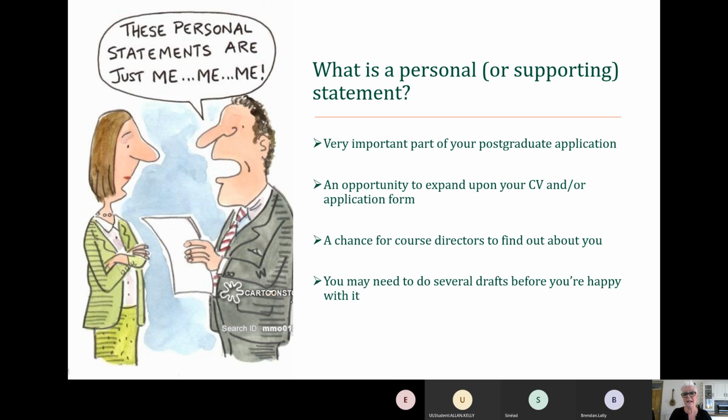They will be reading it, and it really is an opportunity for you to get some personality across and expand upon your CV or your application form. And it's a chance for a course director to find out about you. And I suppose the thing is, writing is a skill, as you all know, from writing essays, from doing projects, from doing CVs. Sometimes it takes several drafts or several attempts before you're actually happy with what you've written. So it is about you, and it's you telling your story and them hopefully being interested in what you have to offer.